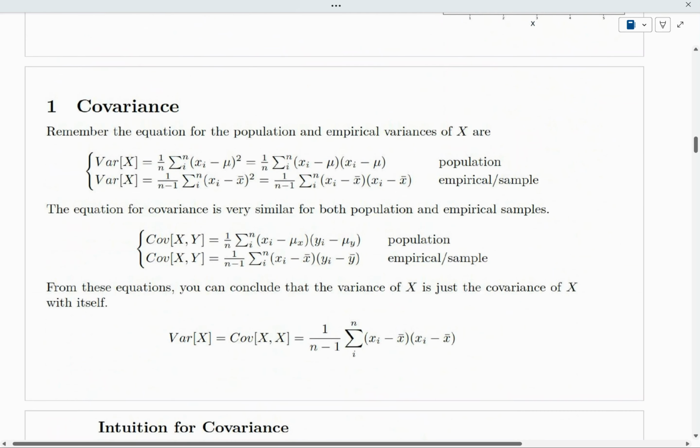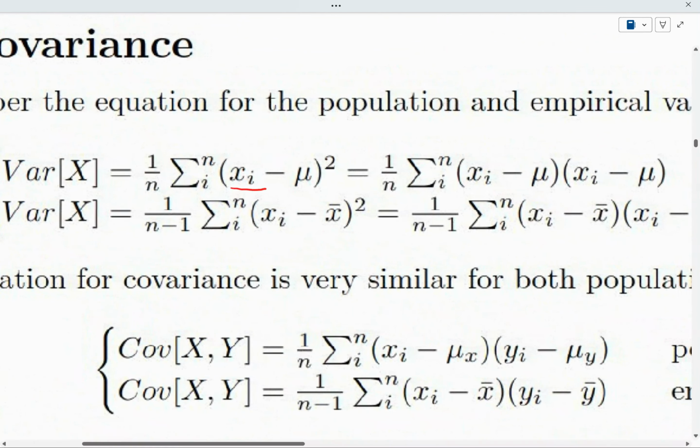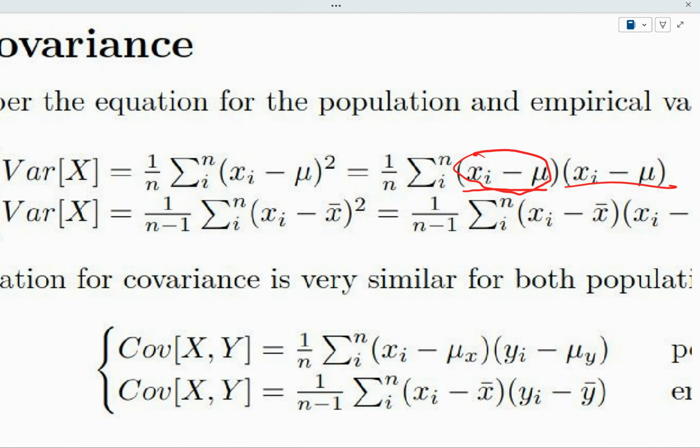Now, the equation for covariance looks very similar to variance. We previously learned variance, right? Variance is the distance from the center squared and then averaged. So it's the average distance from the center squared. Therefore, when we multiply them together, it's the distance from the center, like twice. So the covariance equation looks very similar.